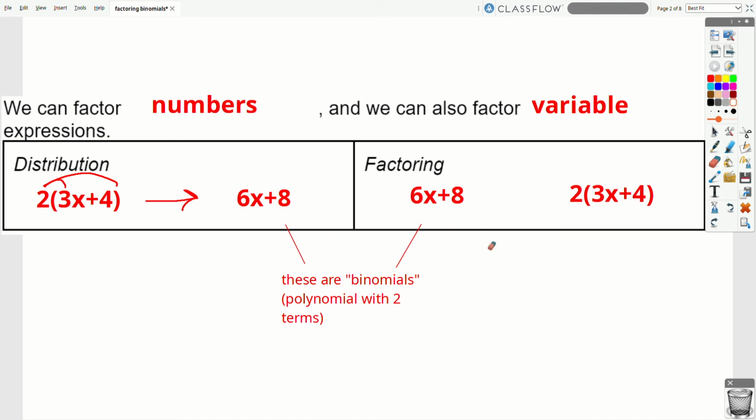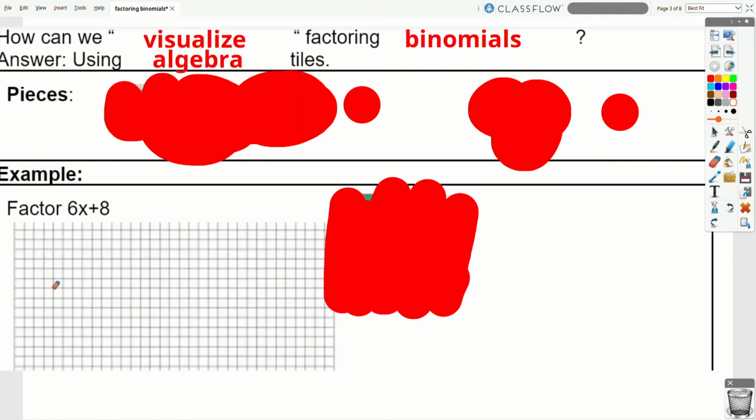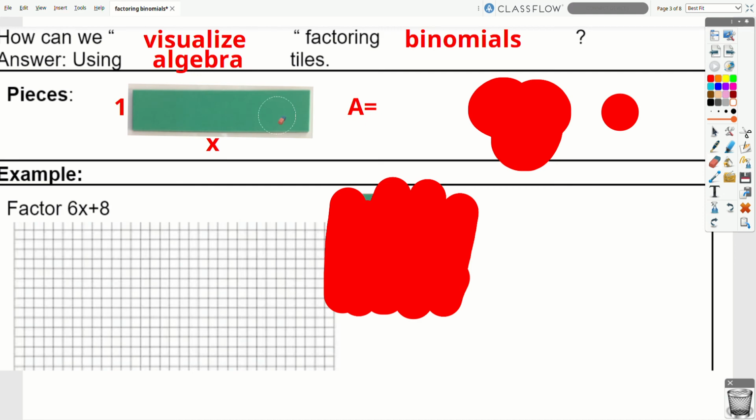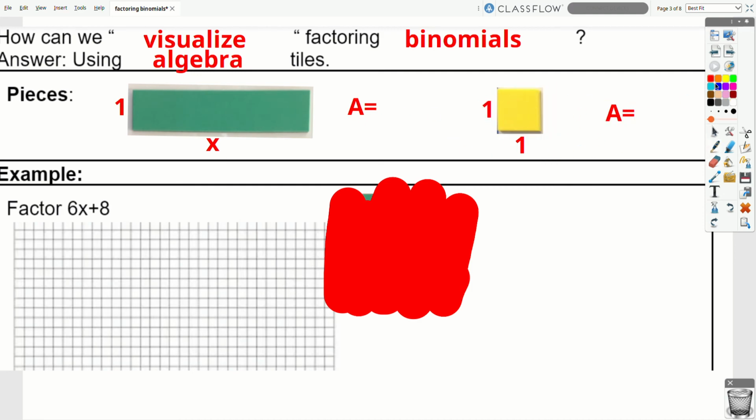So the question is, how do we actually get 6x plus 8 looking like this, using these rectangles that we had on the previous slide? How can we visualize factoring binomials also? The answer is using algebra tiles. These are the two pieces that we're going to be using. This rectangle right here has one side that is x, and the height is 1. If you wanted to find the area of this, we have base times height, x times 1, which gives us x.